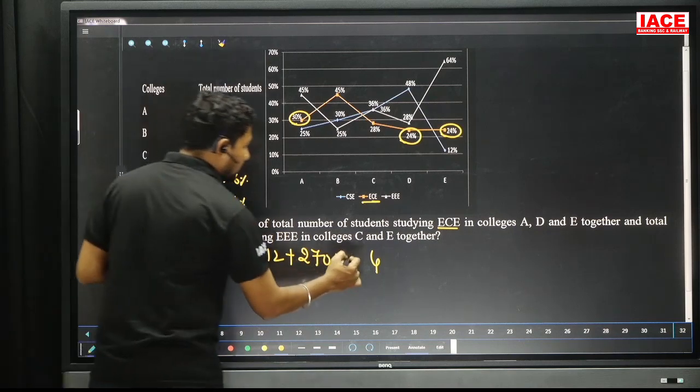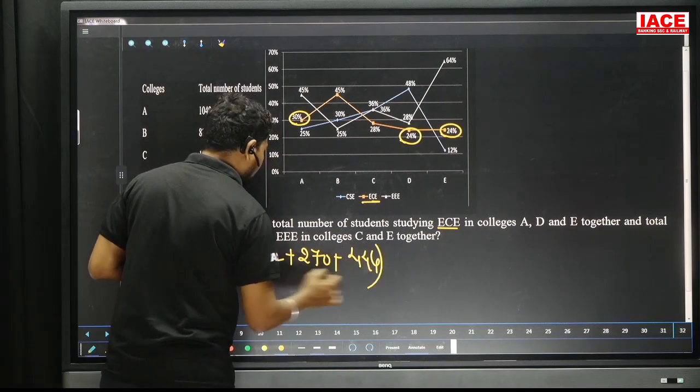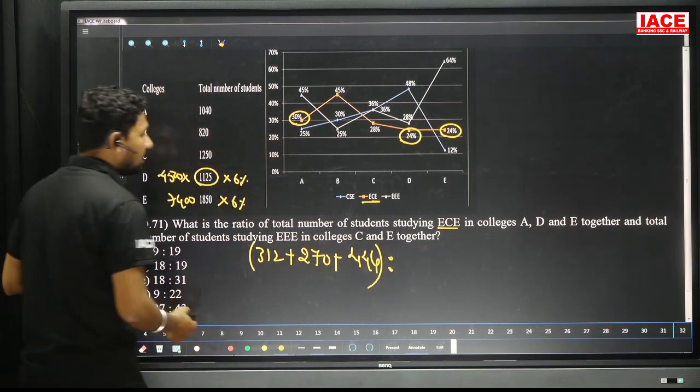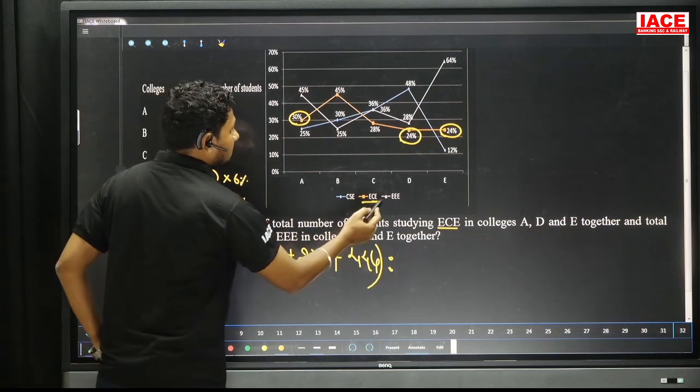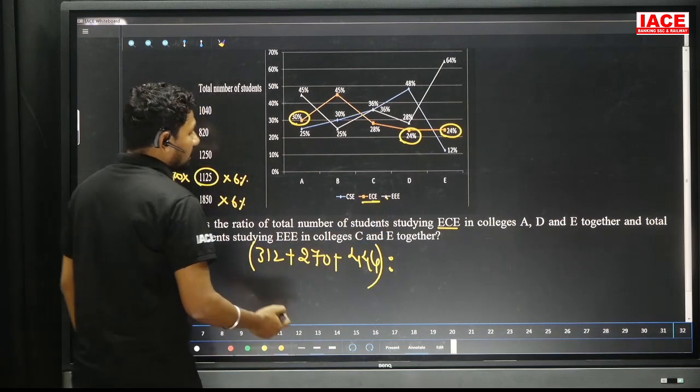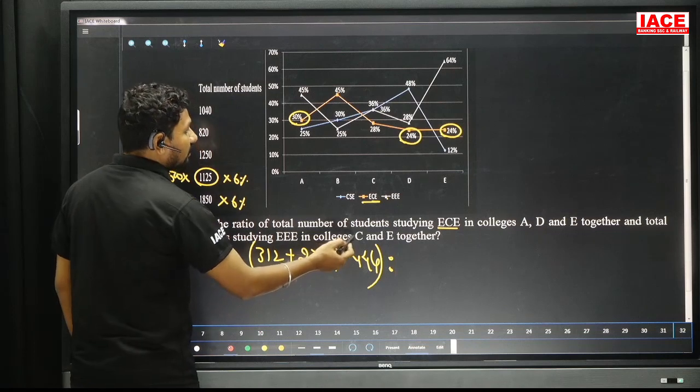6 7 are 42. It is a 444. And this is the first ratio. And coming to the C and E, triple E. Triple E means it belongs to white. White color belongs to triple E, particularly C and E.